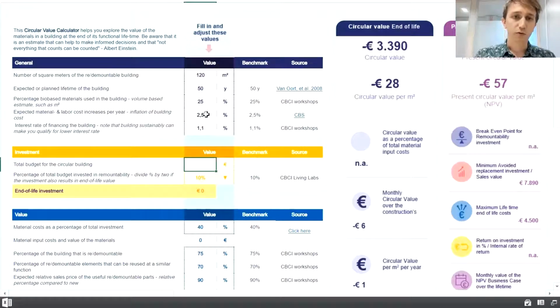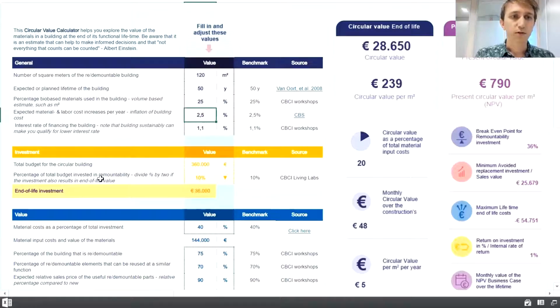Then the total budget of this building, which I'll estimate at 3,000 euros per square meter, so that will be 360,000 euros. And then for the total investment in remountability, we assess it to be 10%. This is a number that often came back in the different workshops we held.